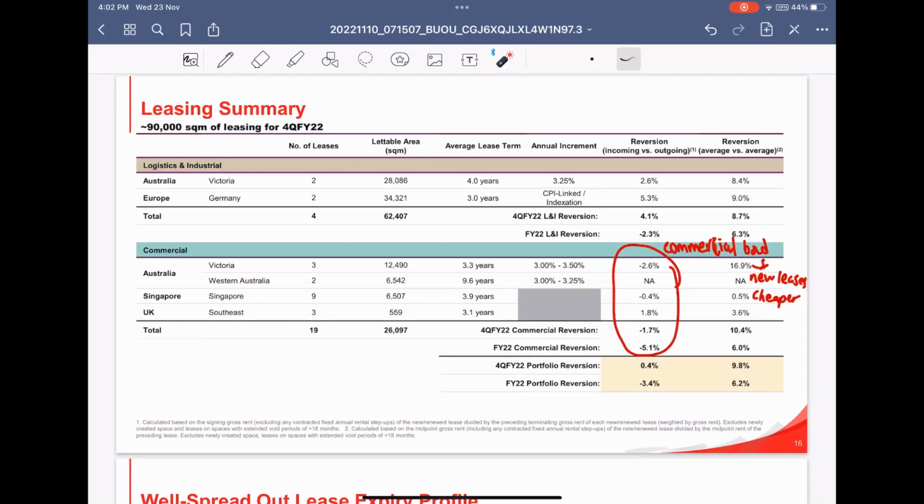So similarly for the leasing as well, as you can see, reversion for logistics and industrials are actually going back up or recovering at 4.1%. But for commercial, they have leasings that are decreasing. So this means that new leases are coming in at a cheaper value because it is harder to find customers.